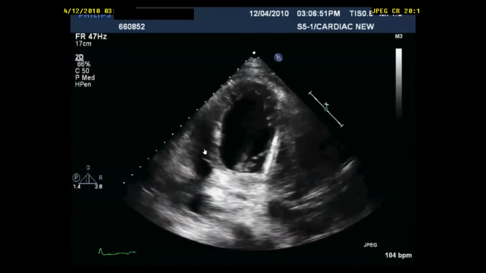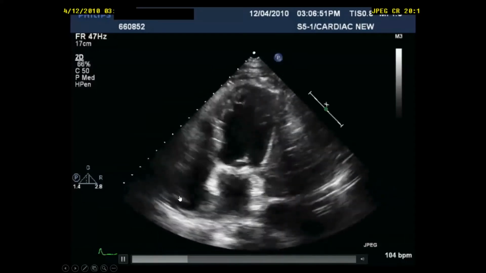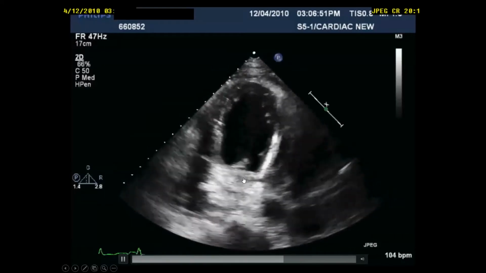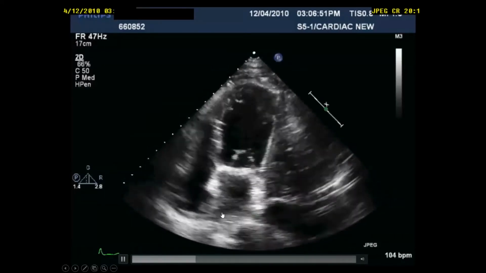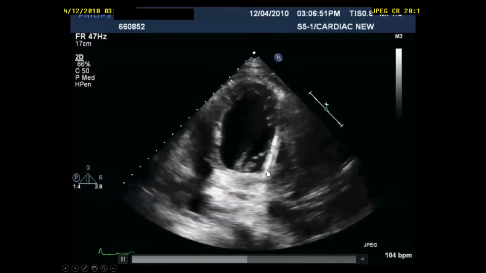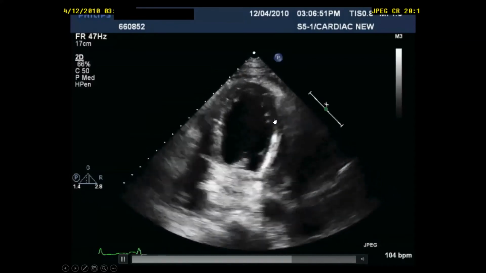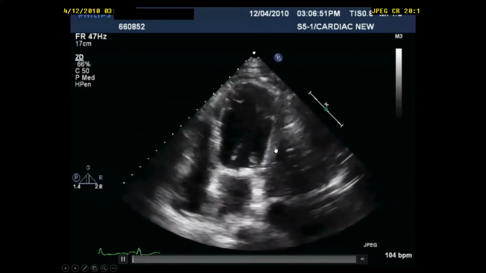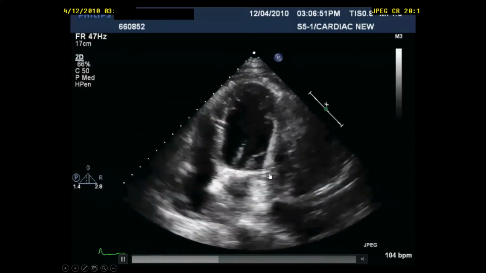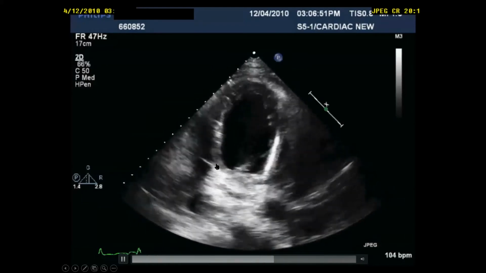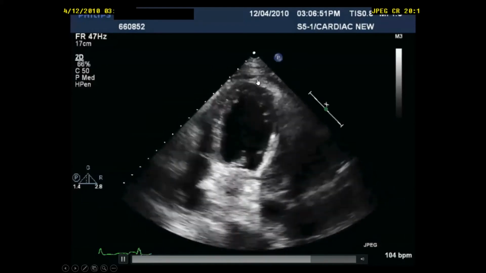But this view again is an apical 4-chamber view, right? But there is foreshortening of the left atrium. That's why you don't see much of the left atrium. And the abnormality here belongs to this wall. You see this wall? This is the lateral wall. This is the inferior septum, and this is the apex.